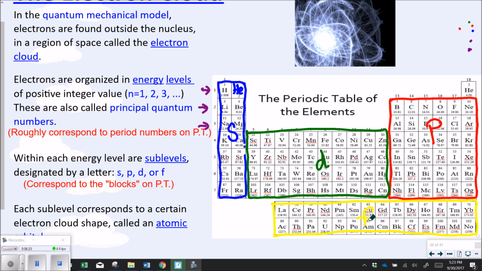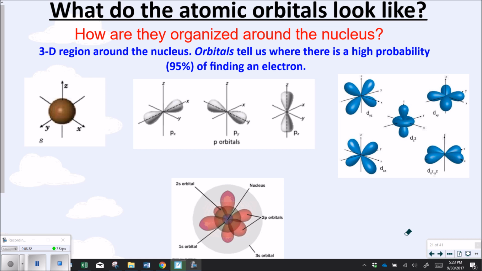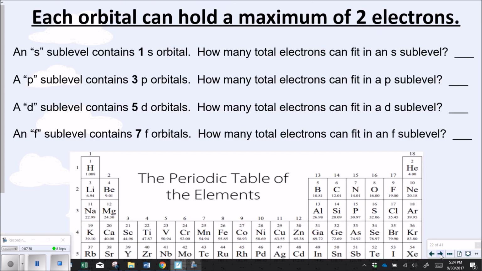Each sublevel also corresponds to a certain electron cloud shape, which is called an atomic orbital. What do the atomic orbitals look like? They are a 3D region around the nucleus, and they tell us where there is a high probability of finding an electron. So the S orbital over here is a spherical shape, the P orbitals are a dumbbell shape, and the D orbitals look like 4-leaf clovers, except one is a little bit different here.